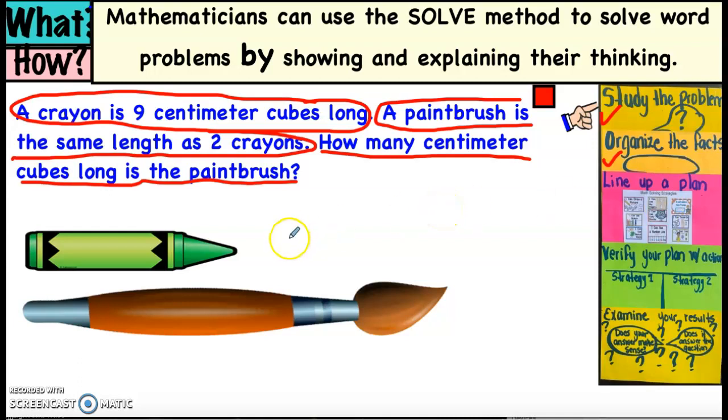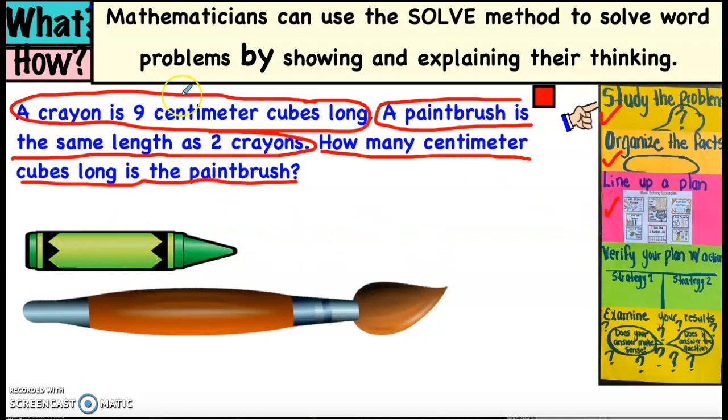So I am thinking I'm going to use drawings for one. And then I am going to use... what else can I use? A number bond or number sentence for the next one? Let's see. So let's line up a plan. I already have my plan.